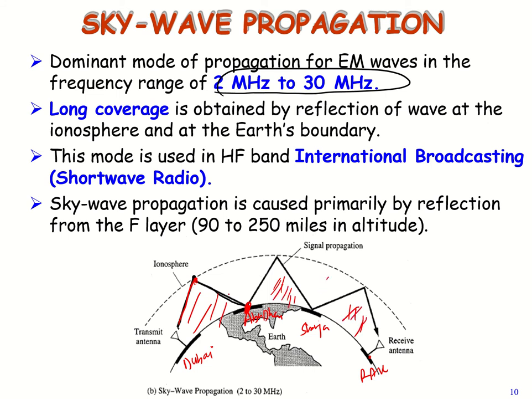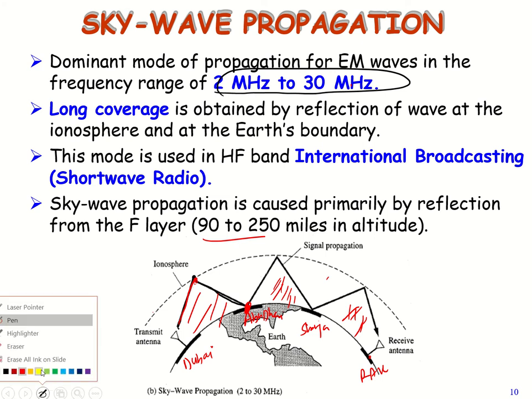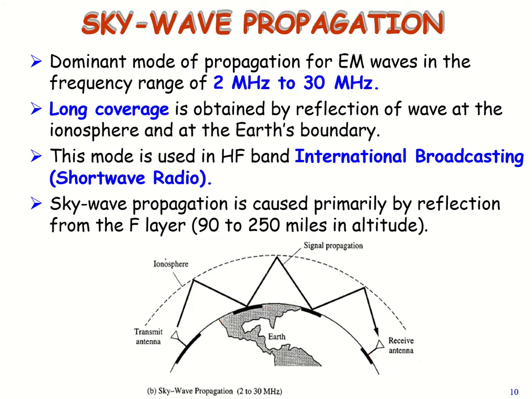And in sky wave propagation, these frequencies are usually reflected by the ionosphere, which is around 90 to 250 miles above the earth's curvature. Now the question is: what is the criteria for the reflection of the waves? As I said earlier, the reflection of the waves depends on the ionization in these layers.